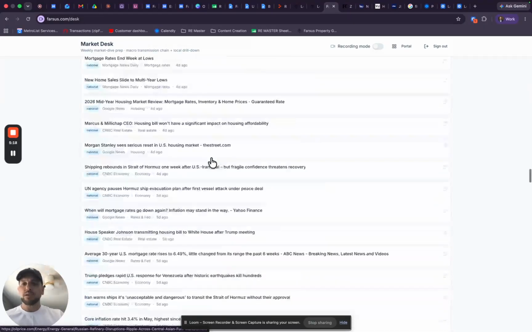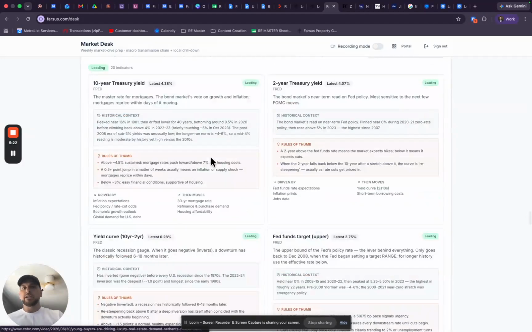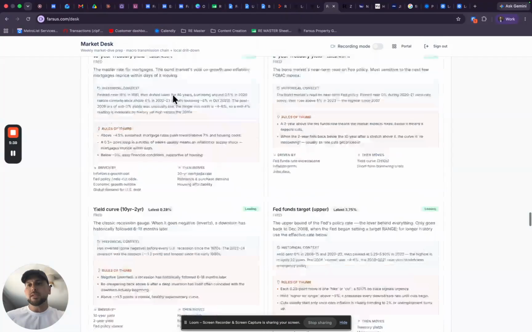And then we come down here, and this is just a cool little area that provides amplified information on what each indicator means. So it gives you the definition of the 10-year Treasury yield.